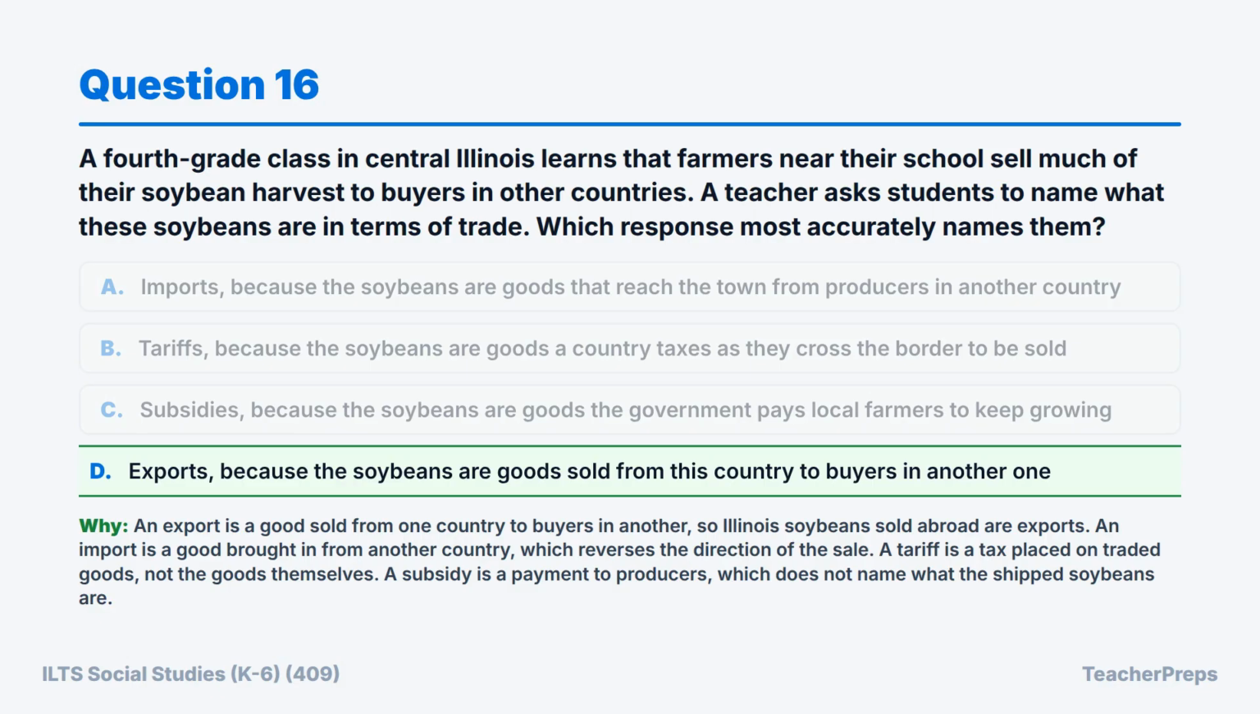A tariff is a tax placed on traded goods, not the goods themselves. A subsidy is a payment to producers, which does not name what the shipped soybeans are.